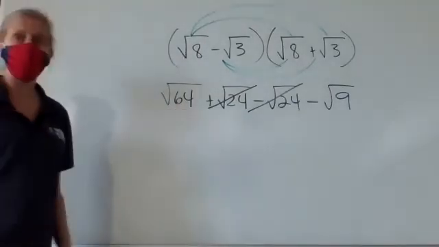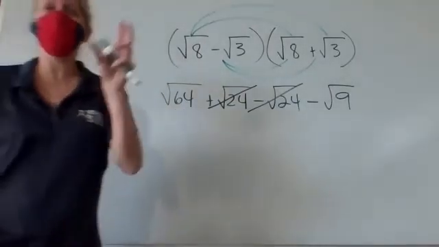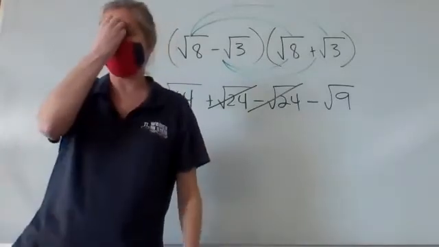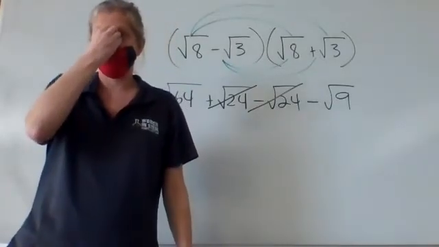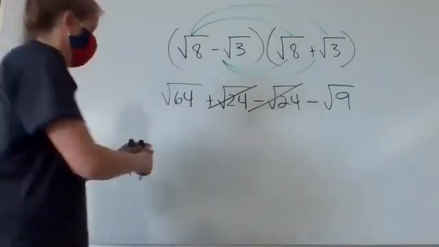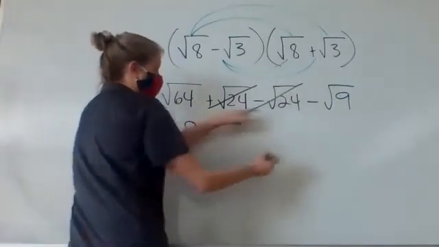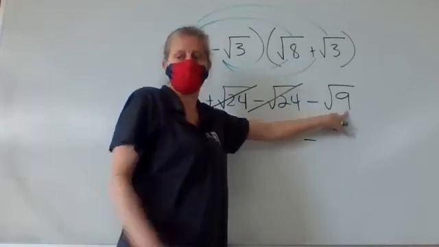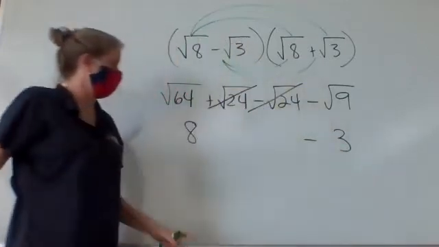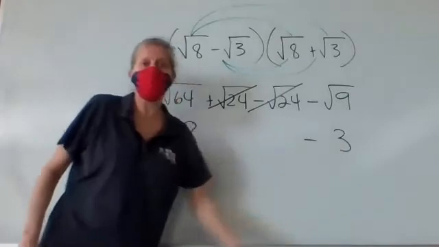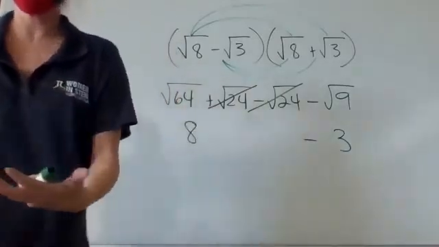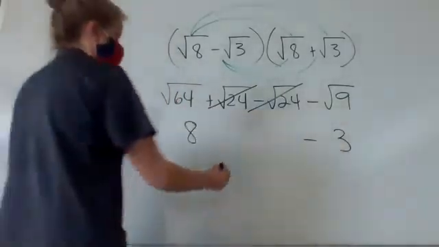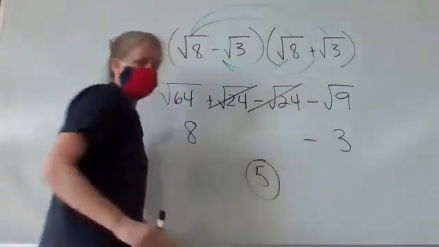What's the square root of 64? Does that simplify? Is there a number times exactly itself that is 64? 8. That's just plain 8. Minus, what's that one? 3. Plain 3. So now I'm left with 8 minus 3. Can I do that? Yeah, it's plain 8 minus plain 3, which is plain 5.